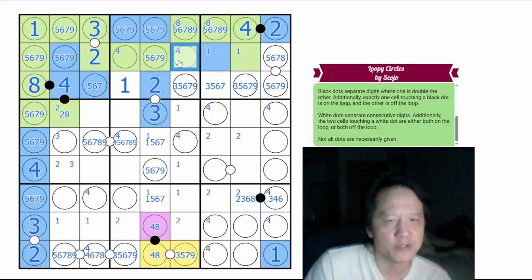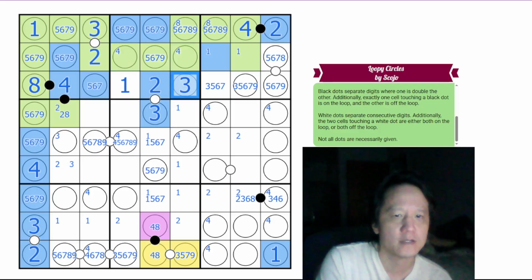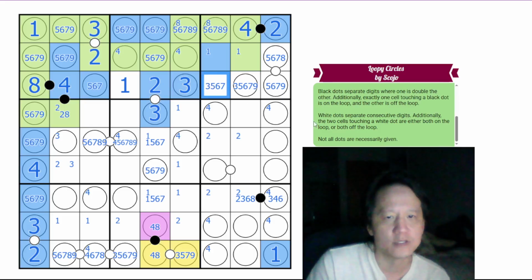So this could be the 3 here. So this is not on the loop. We have 2 digits not on the loop. So this cannot be 5, 6, 7, 8, 9, because we have a 4 here and 3 of the other ones have to be on the loop. So this must be a 3 here, which eliminates 3 in the rest of the row.